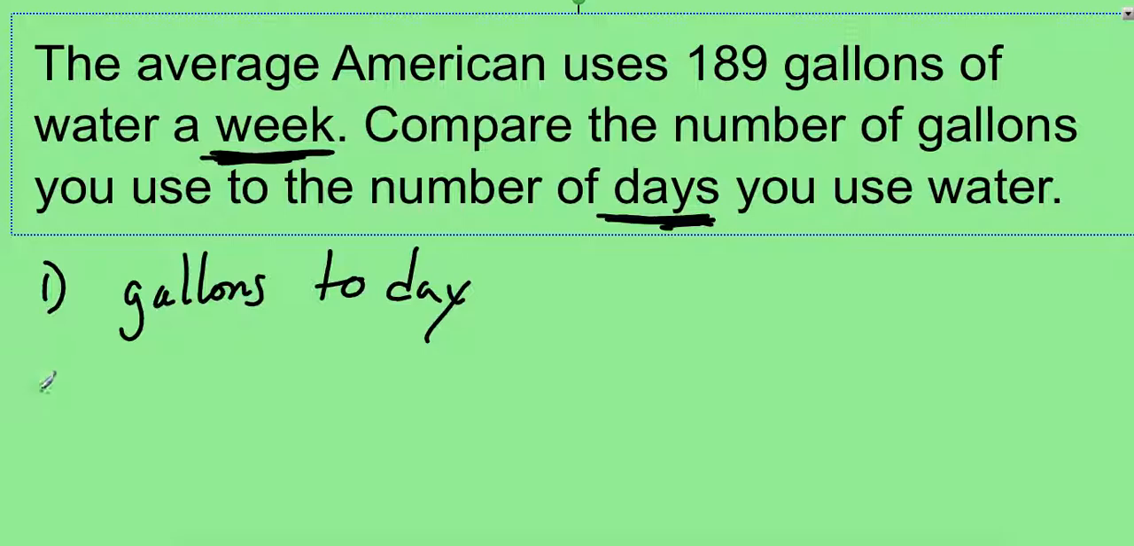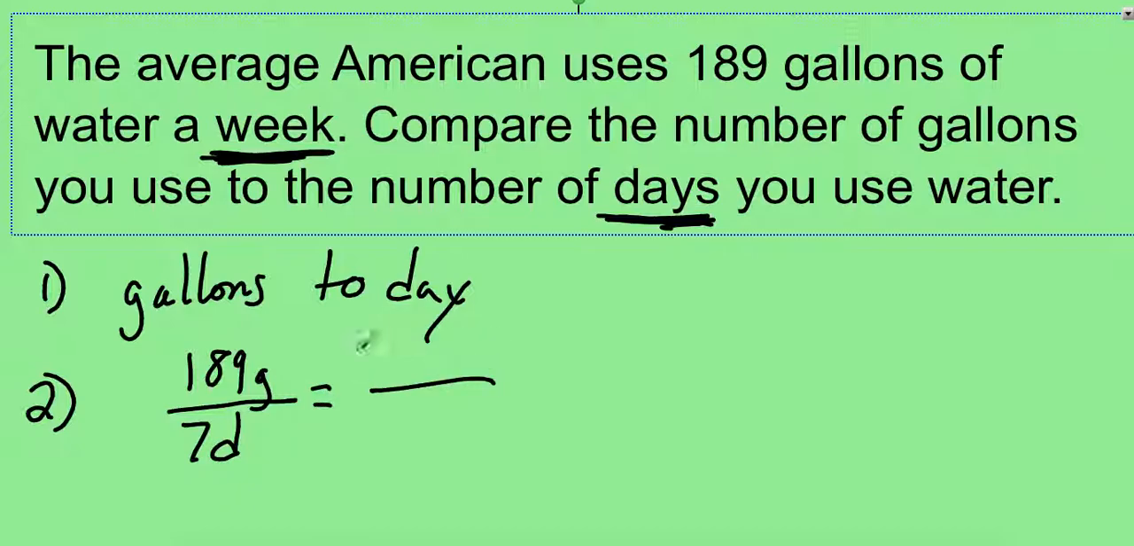So for part 2, we need to find our unit rate. So while we know we have 189 gallons of water, and while we know this is spent in a week, we need to know how many days are in a week. So you should obviously know that there are 7 days in a week. And if we find the unit rate, we learn that 189 divided by 7 is 27. So we're using 27 gallons on average for every 1 day.